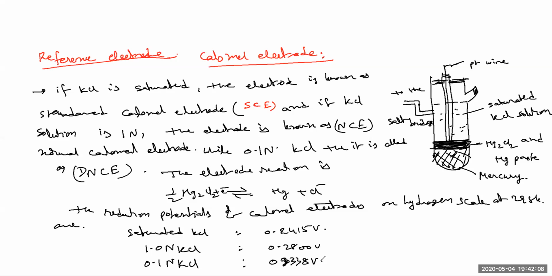So what is it for 0.1 normal KCl? 0.1 normal means deci normal. 1 by 10 is the 0.1 now. Yes, sir. No, so the value is 0.338. Okay, thank you, sir. 0.333. Now can I clear this?